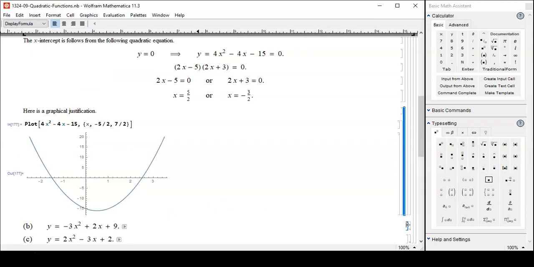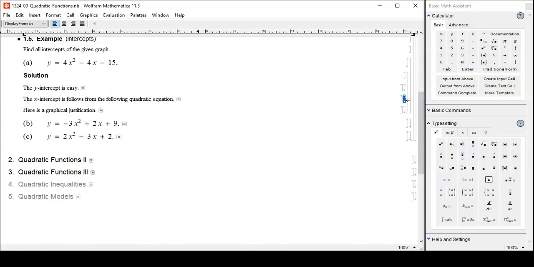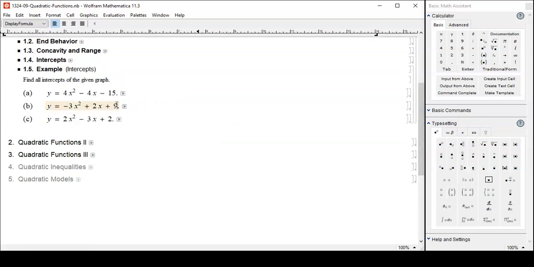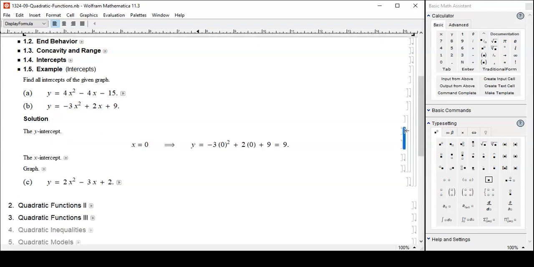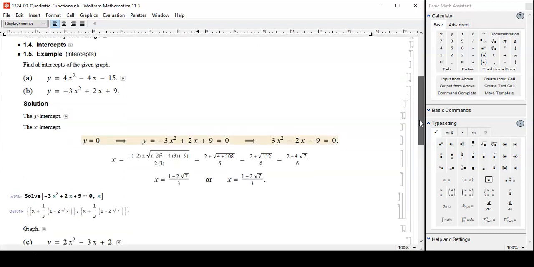And here is a graphical justification. 5 halves right here or negative 3 halves right here. Make sense? So set up the quadratic equation, factorization, and they correspond to the graph, the x-intercepts. Here's another problem. Set this equal to 0. Okay, I wouldn't bother with the y-intercept, that's too simple. X-intercept, set it equal to 0. It turns out you cannot factor this, so you have to rely upon the quadratic formula.